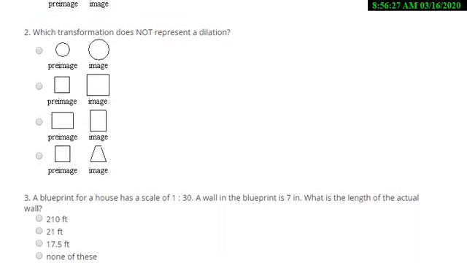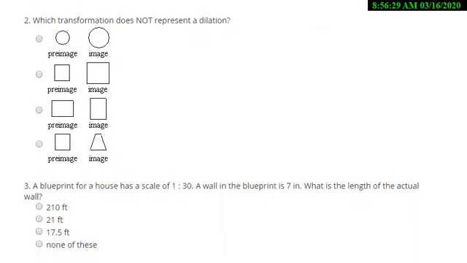Question number 2: which transformation does not represent a dilation? It's obvious and clear, it's number 4, where the pre-image and image are different, they have different criteria. That means they are not a dilation.